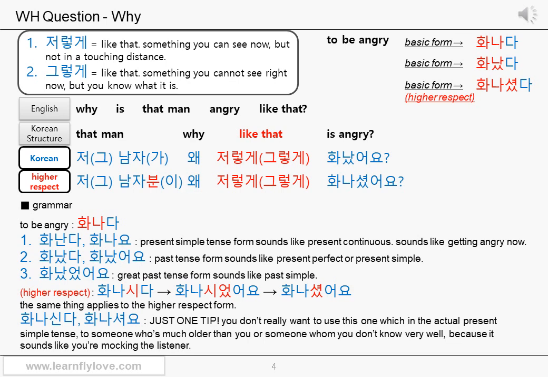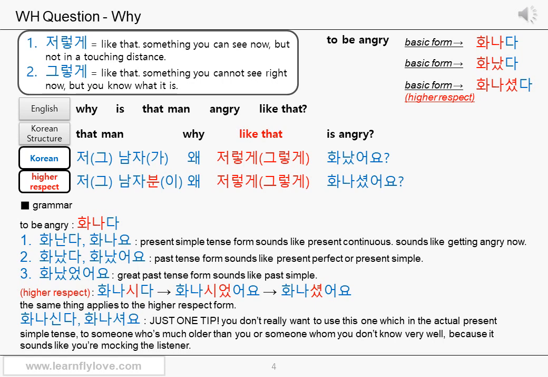Why? 왜? Like that. 저렇게. Angry. We learned how to make a higher respect form of the verb 화나다 already. 화나셨어요? 저 남자분이 왜 저렇게 화나셨어요? Or 저 남자분 왜 저렇게 화나셨어요? If you want to use 그 남자분, you better use 그렇게 instead of 저렇게. 그 남자분 왜 그렇게 화나셨어요?